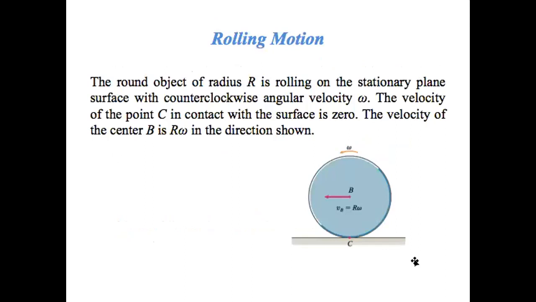Rolling motion. Look at this figure. The round object of radius r is rolling on the stationary plane surface with counterclockwise angular velocity. The velocity of point C in contact with the surface is 0, and the velocity of the center B is r times omega in the direction shown.